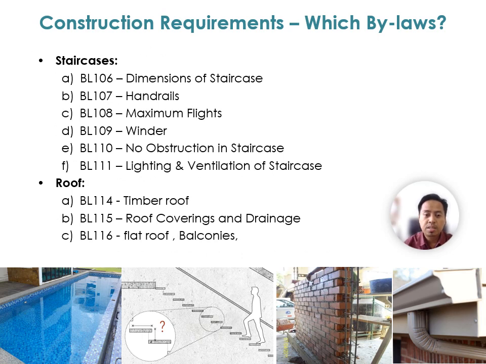Next, the most famous bylaws in Part 6 are on the staircases. Bylaw 106 tells us about the dimensions of the staircases, for example the riser and tread, the height, the width, and the openings. Bylaw 107 tells us about the handrail requirements, the size, the height, and how you are going to put your handrails. Bylaw 108 dictates the maximum flights allowed in a building. Bylaw 109 is all about the winders. Bylaw 110, no obstruction in staircase. Bylaw 111, the lighting and ventilation of a staircase.